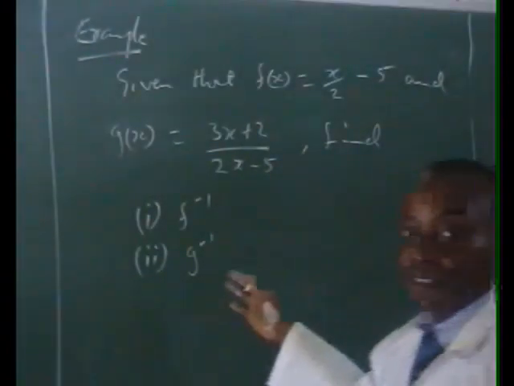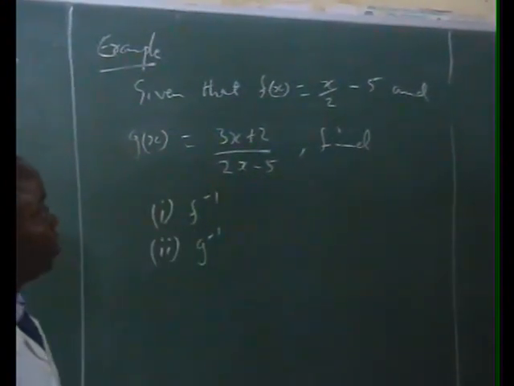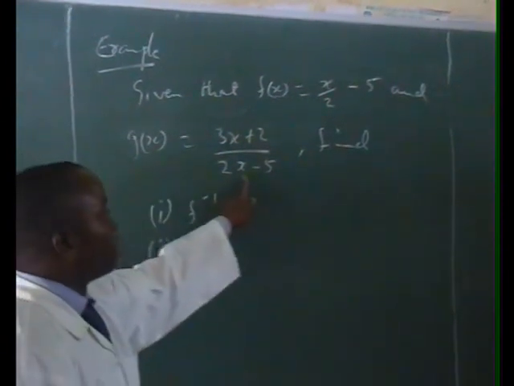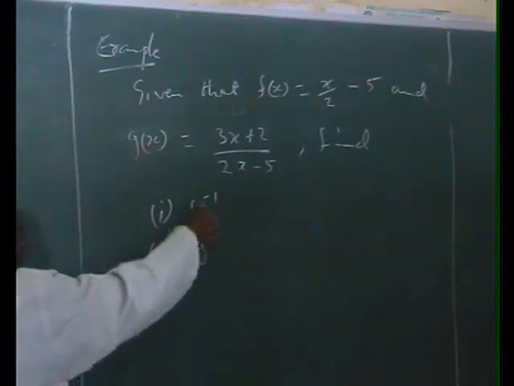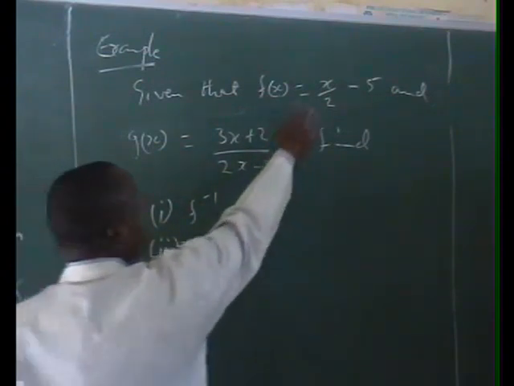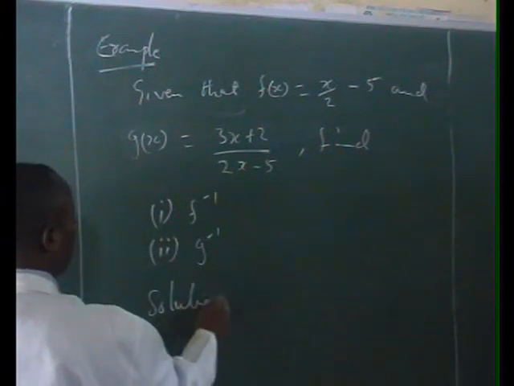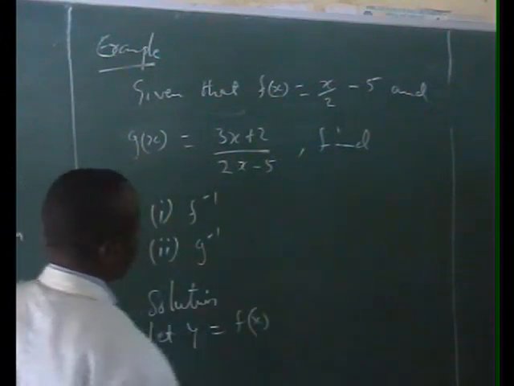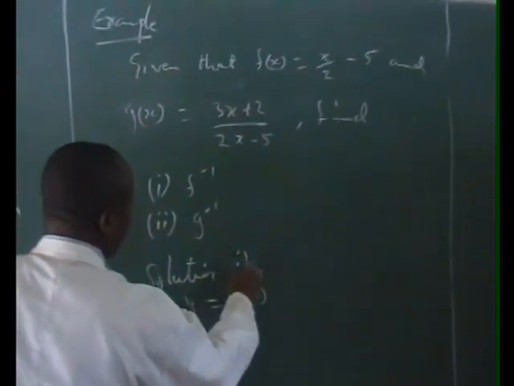But let's look at algebraic method of finding inverse of a function. So we can do it algebraically using this example. Given that f of x is equal to x all over 2 minus 5 and g of x is equal to 3x plus 2 all over 2x minus 5, we are going to find f inverse, that is inverse of this function, and we also find g inverse. So let's start. I will let y is equal f of x. Of course, we know that we can use y here, so that we will have solution 1, that is the first one taken.